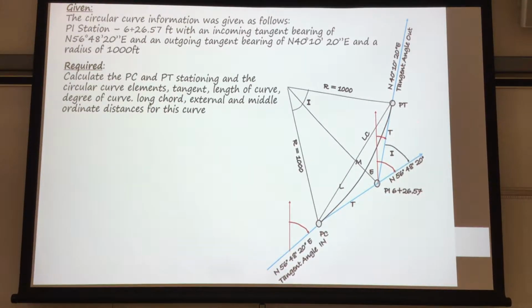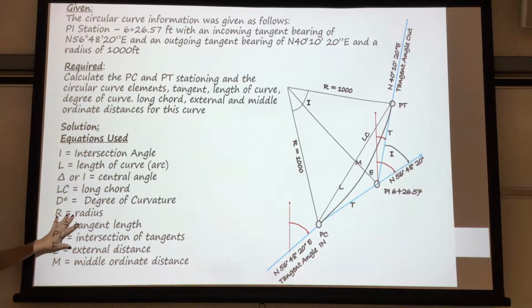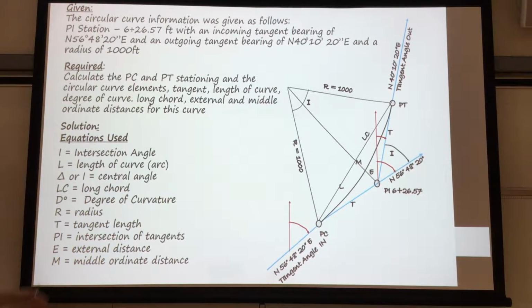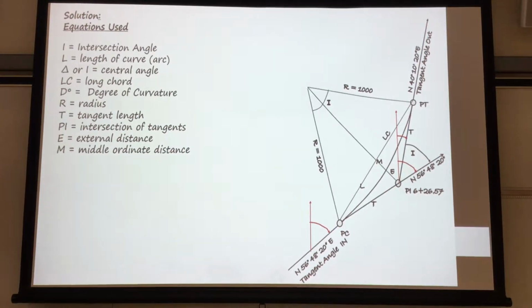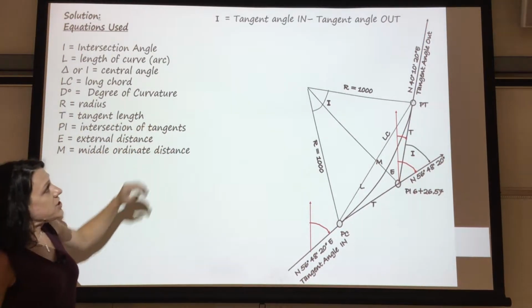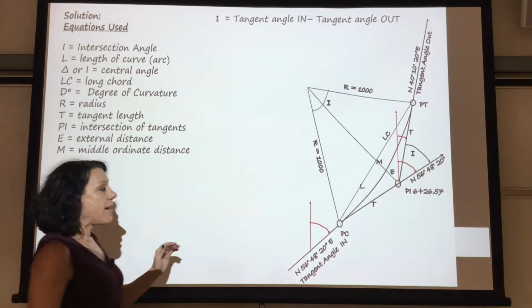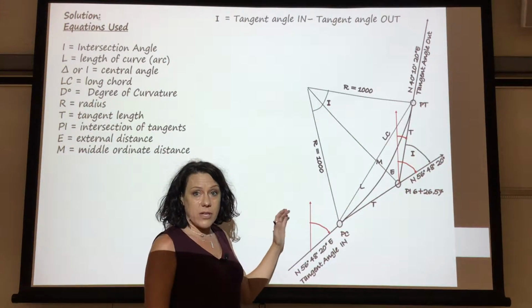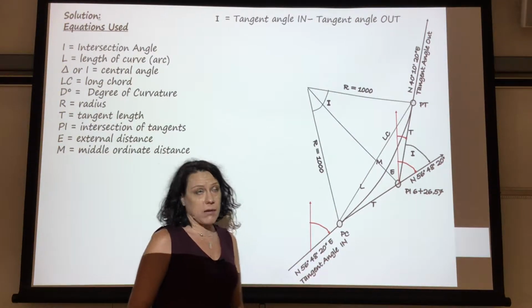So what I need to do now is calculate my PC, my PT, my tangent lengths, my length of curve, my degree of curve, the long chord, the external and middle ordinate distances for this horizontal curve. So I write down my equations that I'm going to use again. So again, these are just the abbreviations that we use in the equations. Now, to get the intersection angle, we take the tangent in and the tangent out and subtract them. Now, you can't always do that on everything, depending on which direction you're traveling on your bearings.